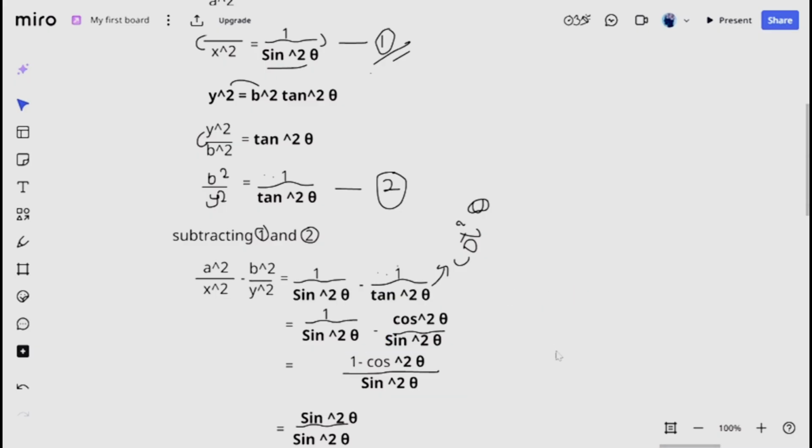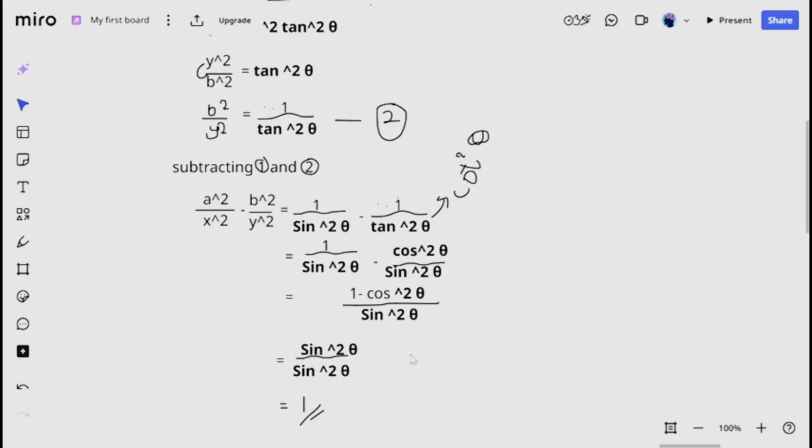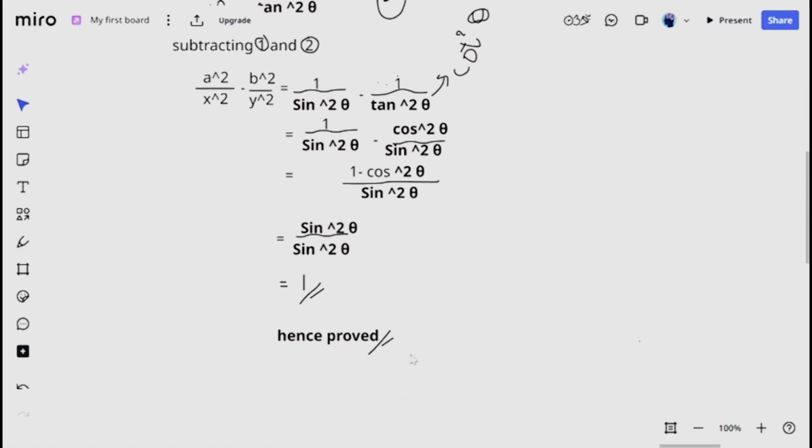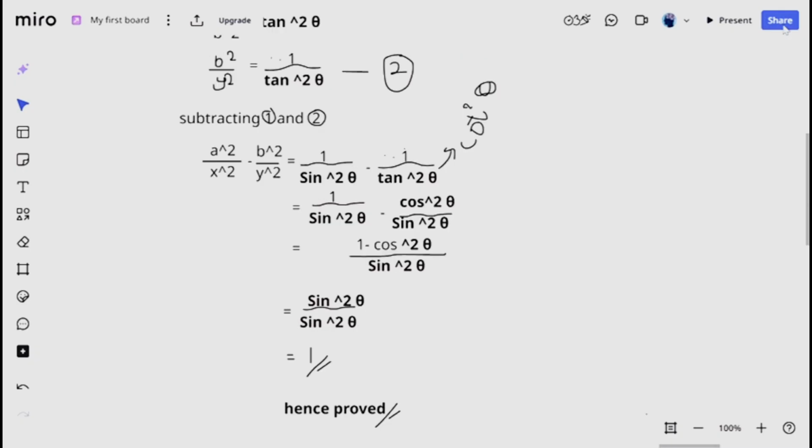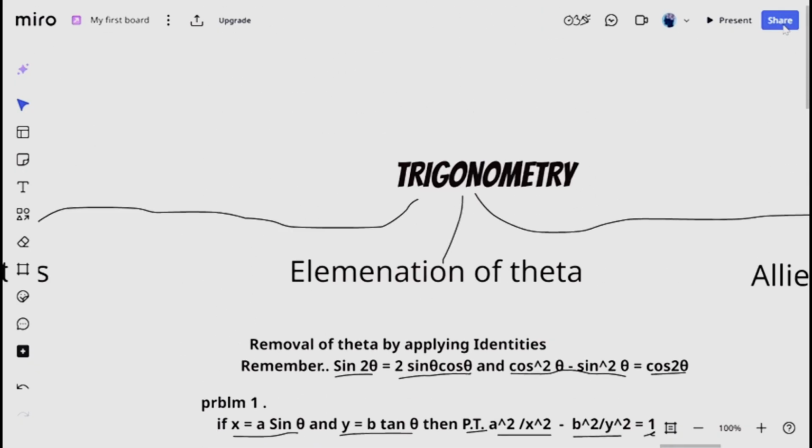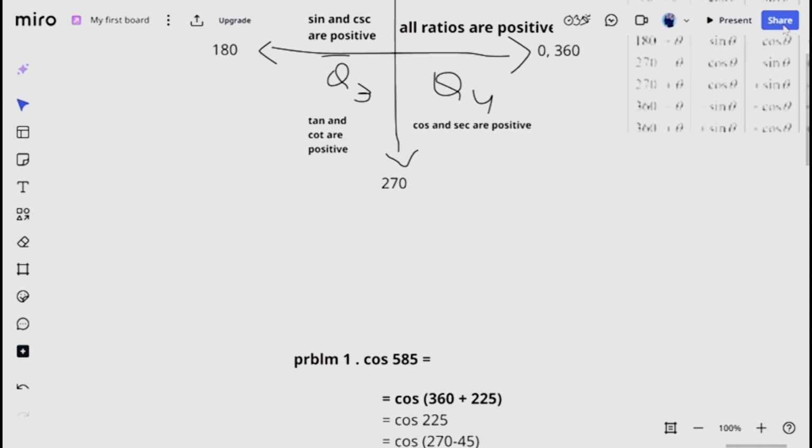Okay. So 1 minus cos square theta by sin square theta. So 1 minus cos square theta is what? Sin square theta, isn't it? So you will get sin square theta by sin square theta, which is 1. So hence, it's proved.